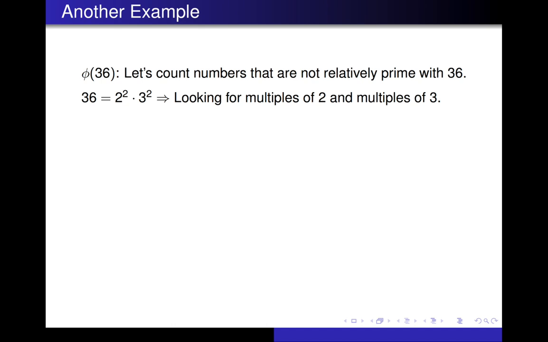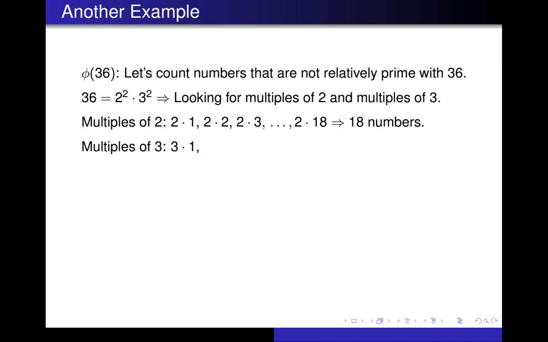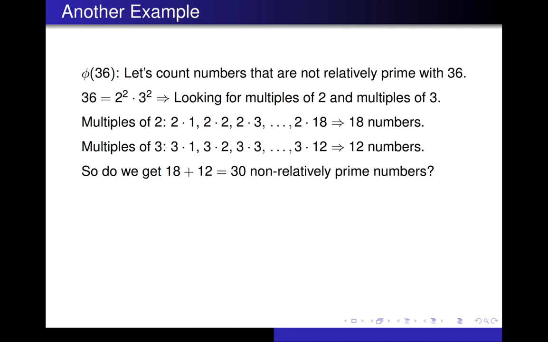Okay. Again, this shouldn't be too bad, right? Multiples of 2: 2 times 1, 2 times 2, 2 times 3, all the way up to the last multiple of 2 to get to 36, that's going to be 2 times 18, right? And if we count those, that is 18 numbers. All right, so now we do multiples of 3. We have 3 times 1, 3 times 2, 3 times 3, all the way up to the last multiple of 3. 3 times 12 gives us 36, so we get 3 times 12, and that gives us 12 numbers. And so we say, okay, yeah, there are 18 multiples of 2. There are 12 multiples of 3. That must mean there are 18 plus 12, which equals 30 multiples that are either multiples of 2 or multiples of 3. So are those all the non-relatively prime numbers?